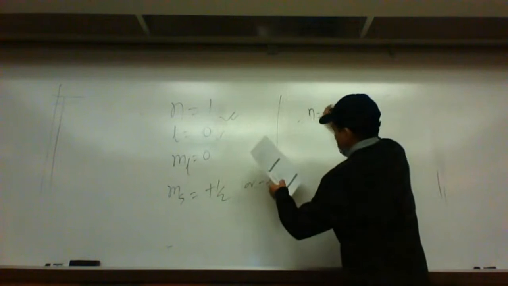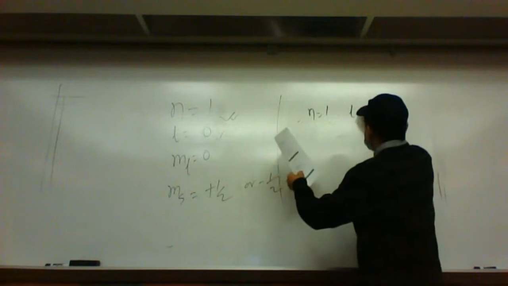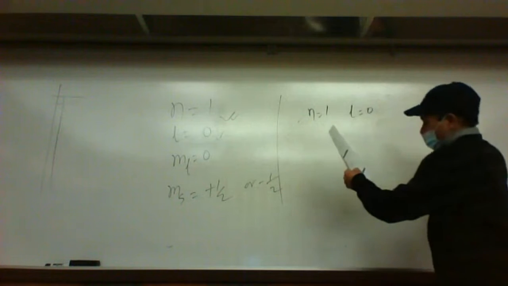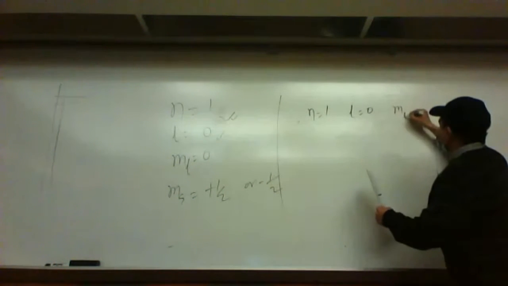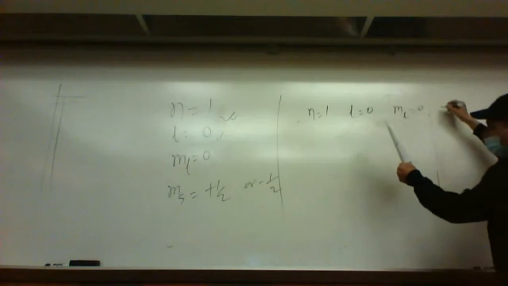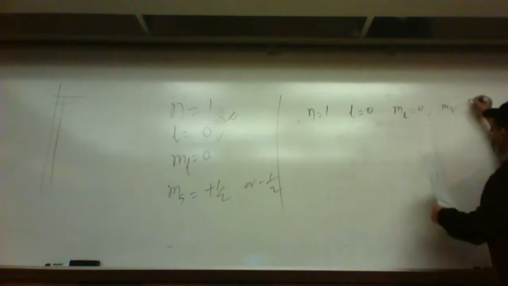D. N is equal to 1. L is equal to 0. ML is equal to 0. MS is equal to minus half.